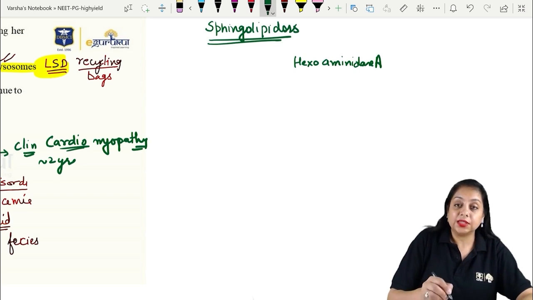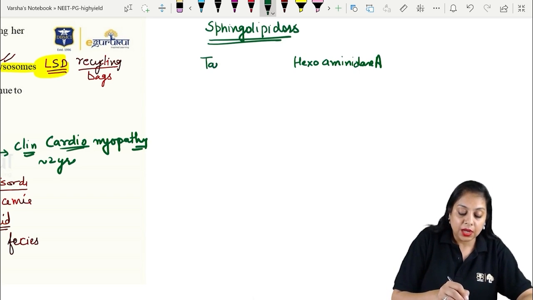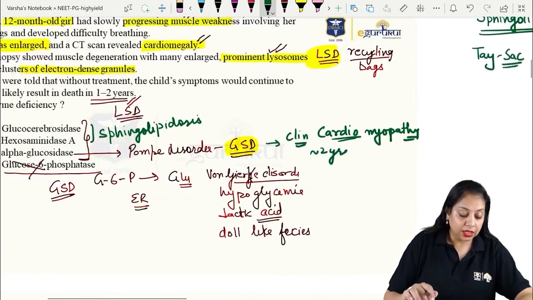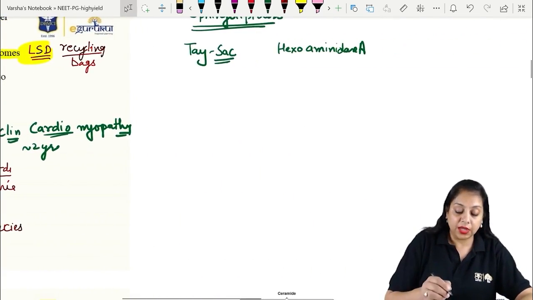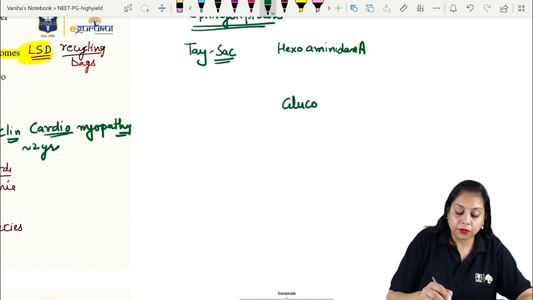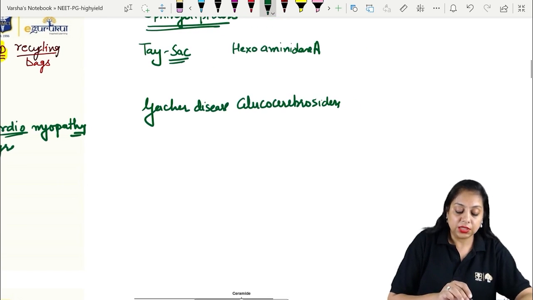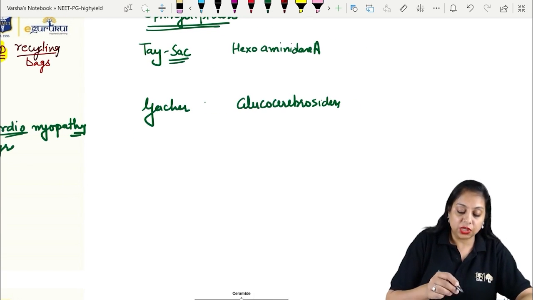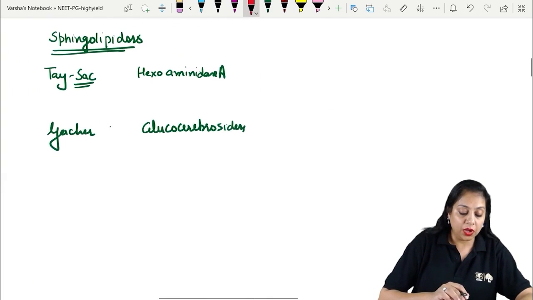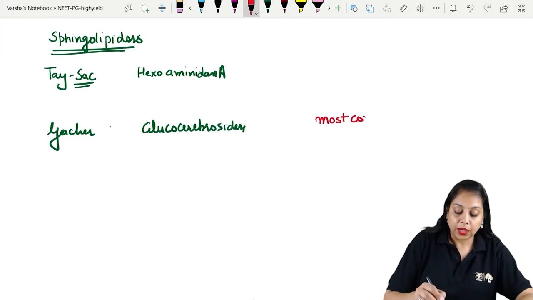If this enzyme is deficient, that leads to Tay-Sachs disorder. The other option is glucocerebrosidase. If this enzyme is absent, that leads to Gaucher disease. Gaucher disease is the most common sphingolipidosis.